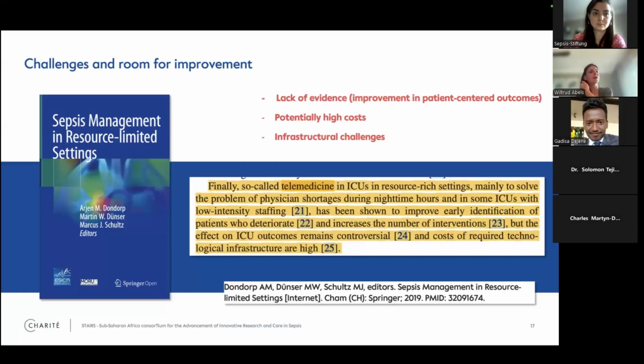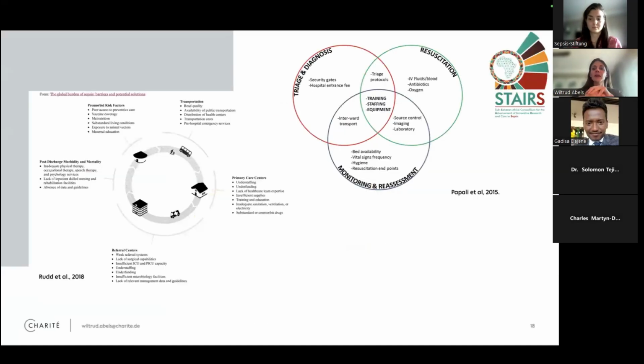Authors have so far always found that telemedicine potentially comes with high costs and infrastructural challenges. This is very much in line with the other studies that I showed before. There's sometimes a lack of stable internet connectivity, especially in more rural hospitals, and this is something that needs to be thought about when introducing a telemedical approach in a setting like this. And then again, everything we do in STAIRS is centered around the patient and the patient pathway.